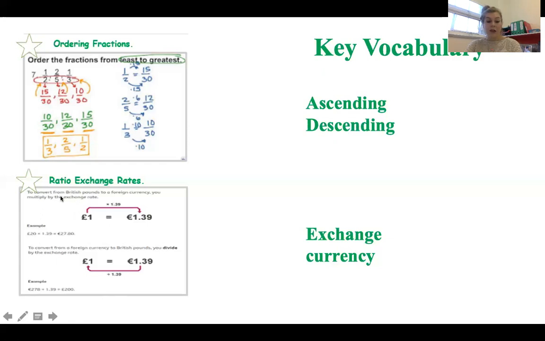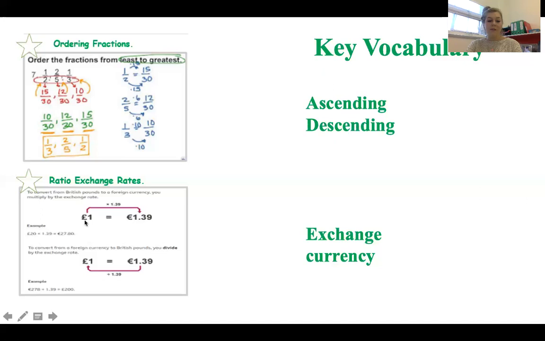You can use it in real life when you're going on holiday and you may want to exchange your money into a foreign currency. You would find what your exchange rate is. So for example, from the pound to the euro.